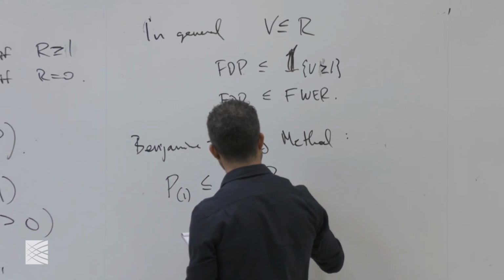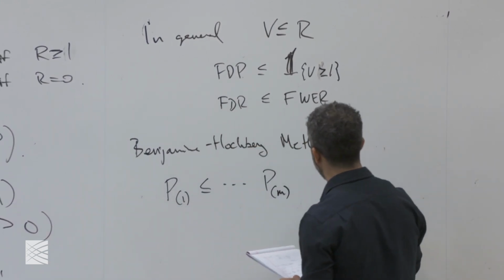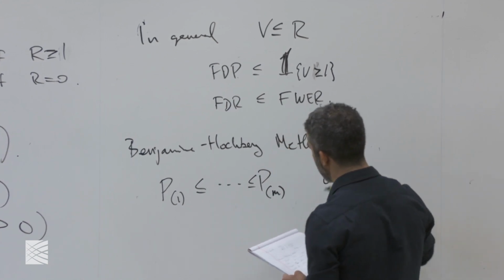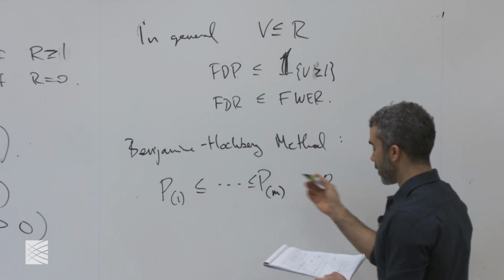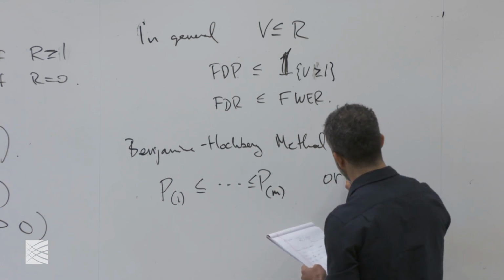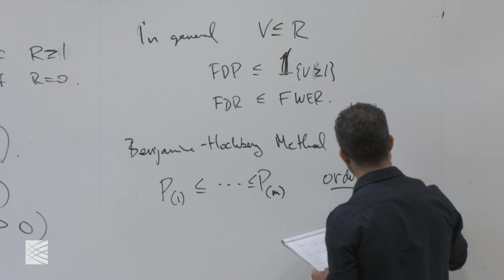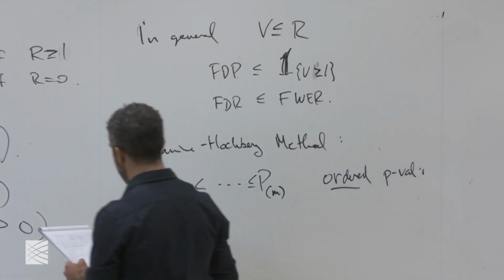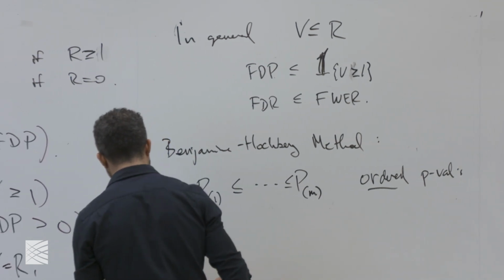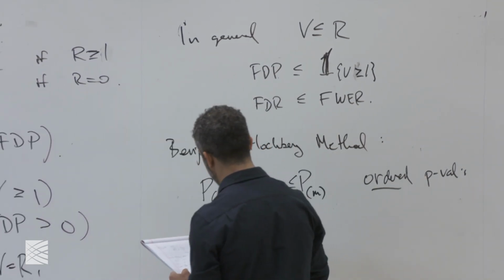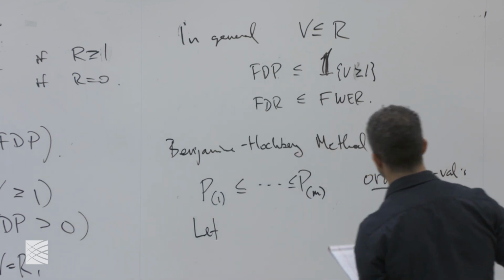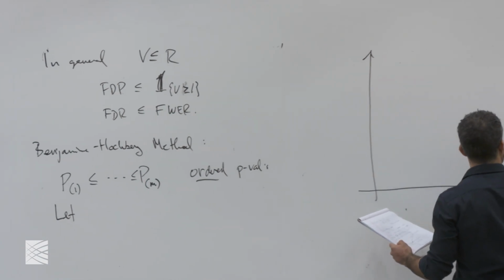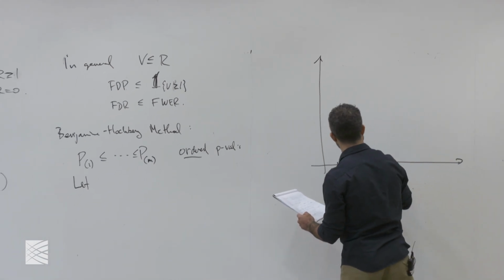I'm going to write the subscripts in parentheses to indicate that they've been ordered. These would not be the original indices. There's no reason they'd be ordered in their original indices. Okay, and what I'm going to do then is I'm going to do this funny thing where maybe I'll draw the picture first and then write the formalism over here. So I'm going to plot the ordered p-values.